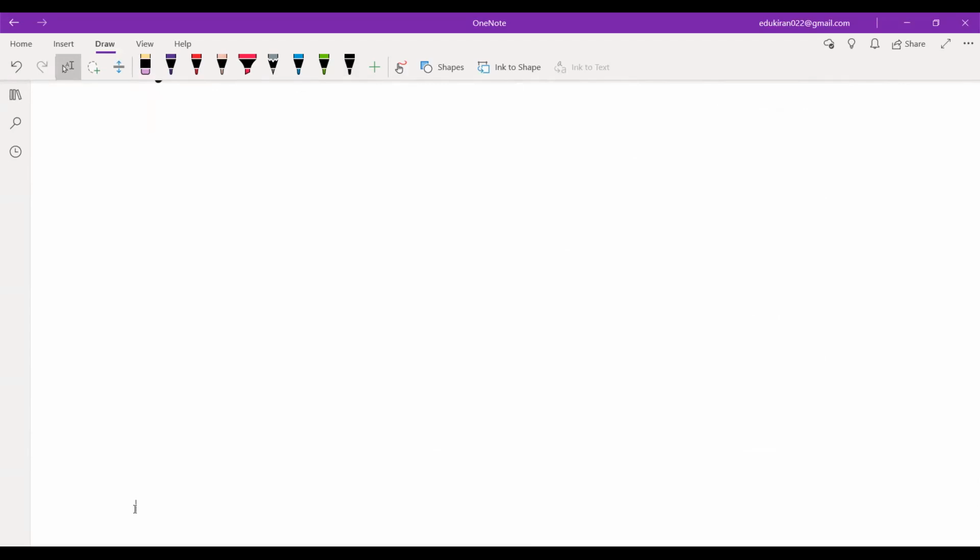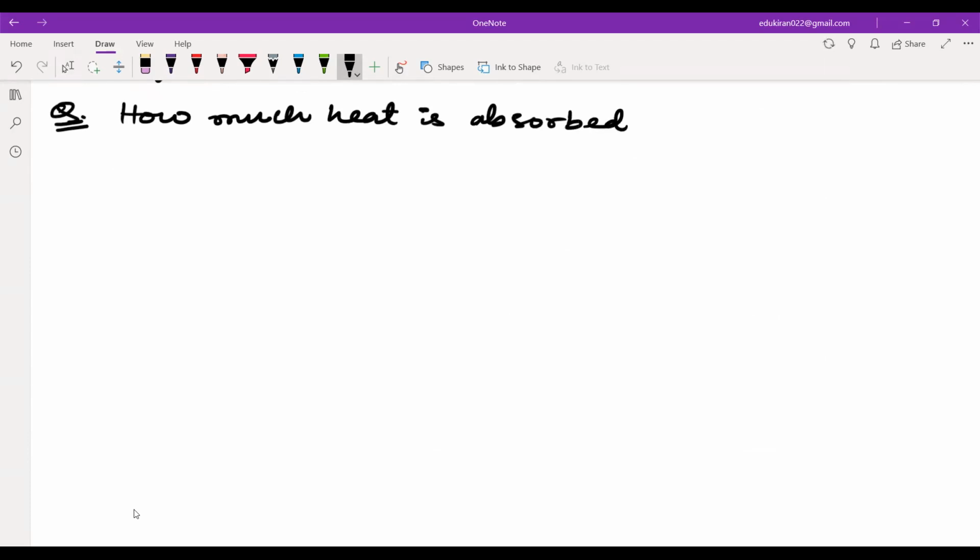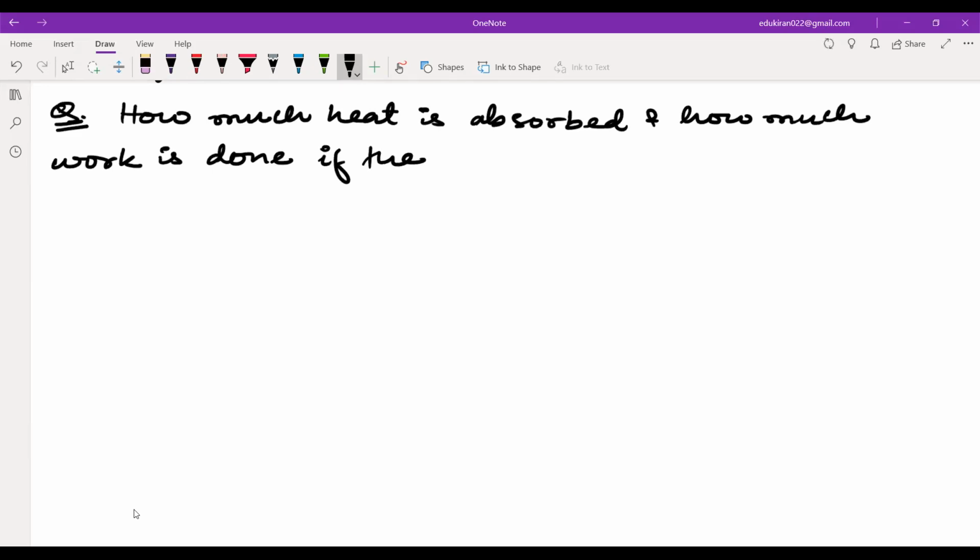Okay. Now write the next question. All the values are the same, but we are changing the conditions, right? How much heat is absorbed and how much work is done if the gas expands to vacuum?